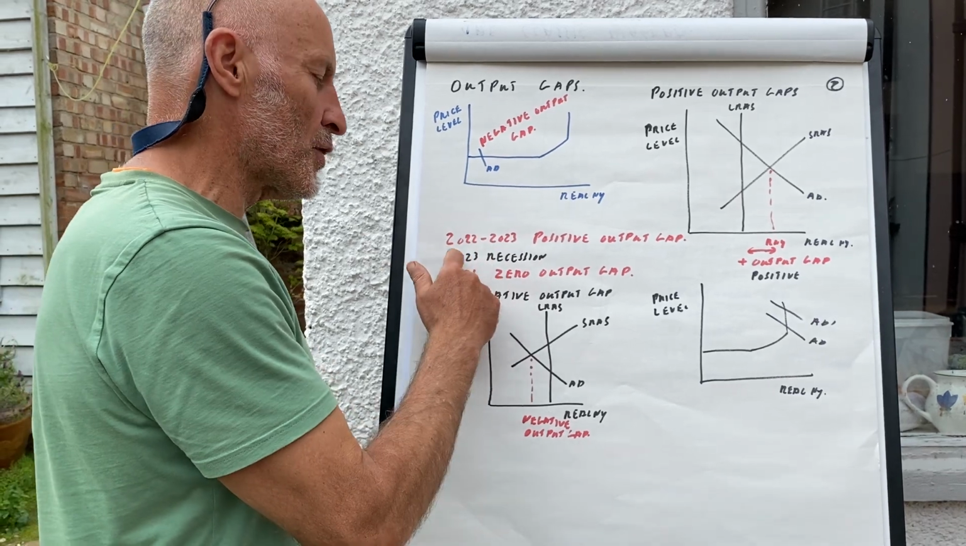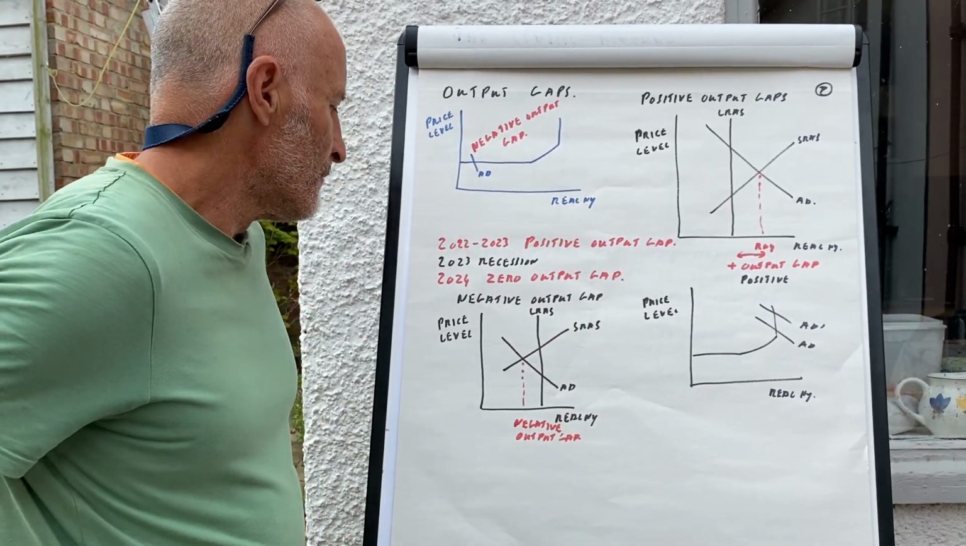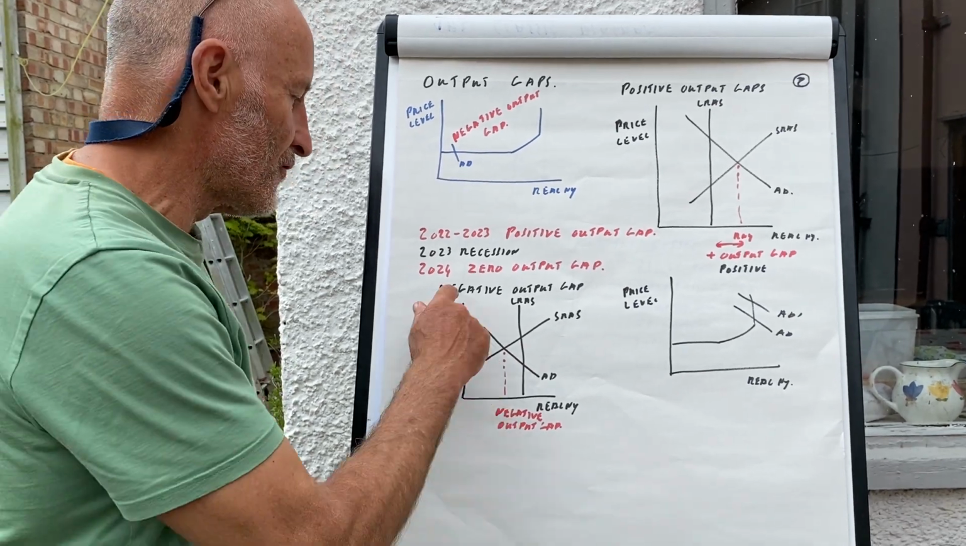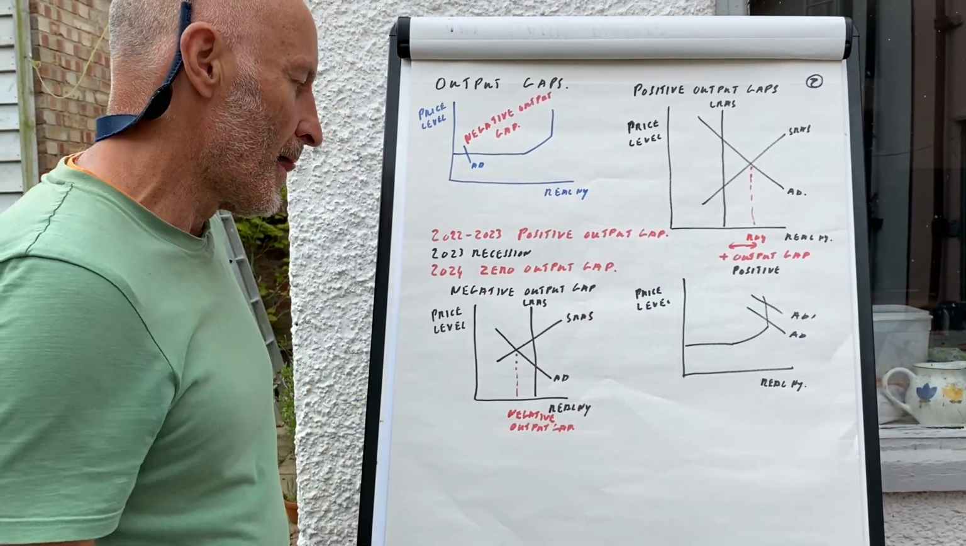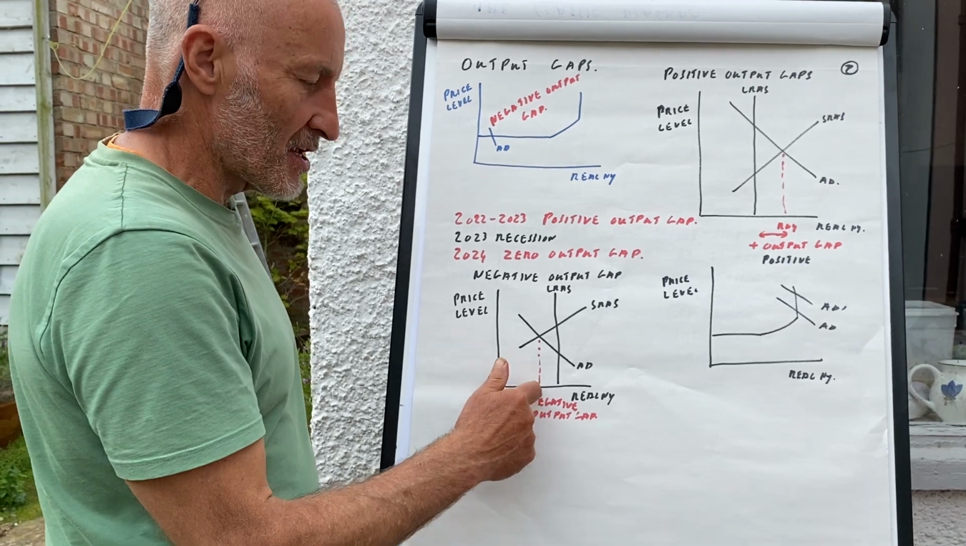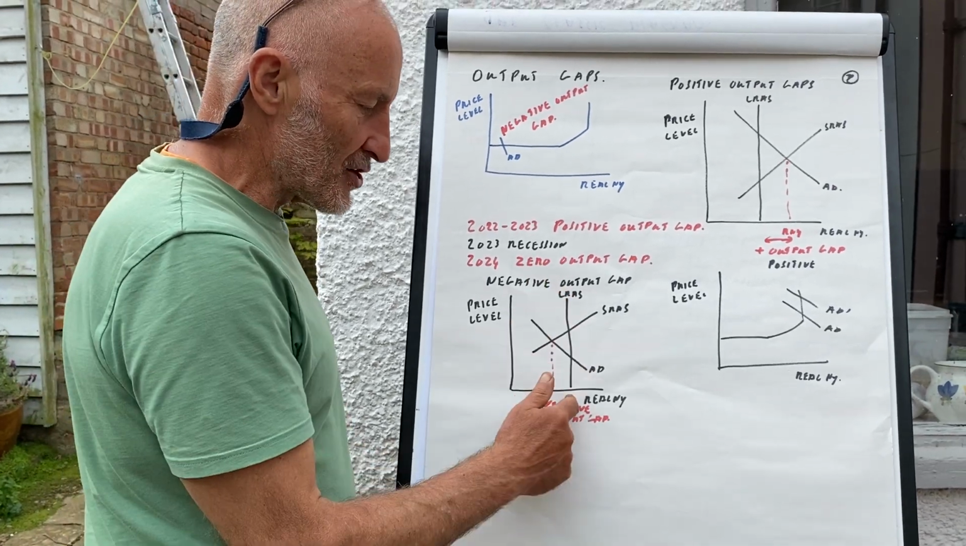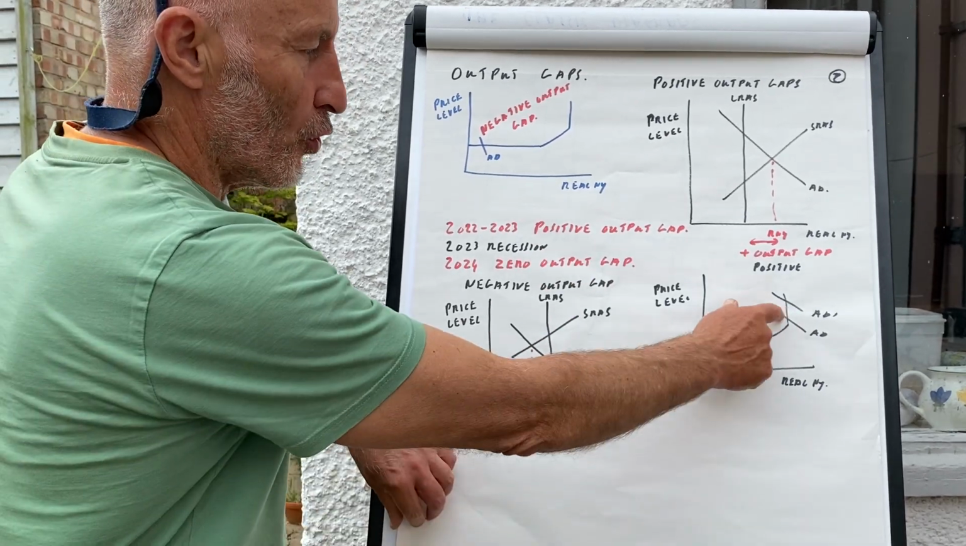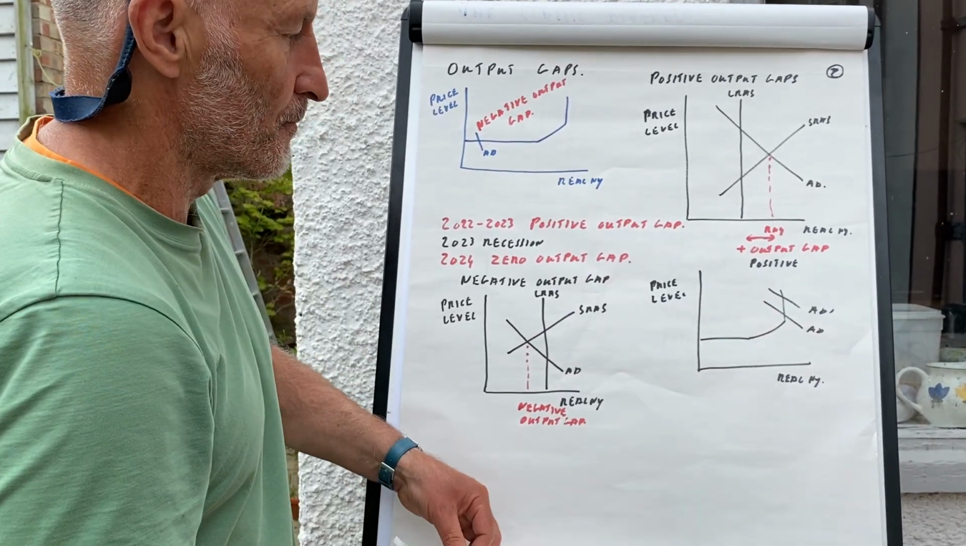In 2022-23 and actually 2021 as well, we had a positive output gap. In 2023 we came out of a recession, and in 2024 we got a zero output gap. Okay, a negative output gap is we are there. This is potential GDP, this is actual GDP, therefore we have a negative output gap, or you can draw it like this with demand pull inflation.